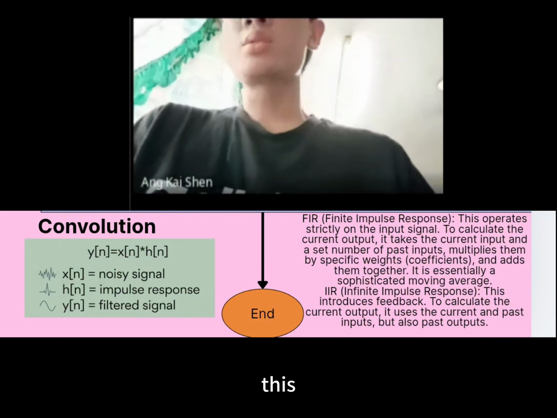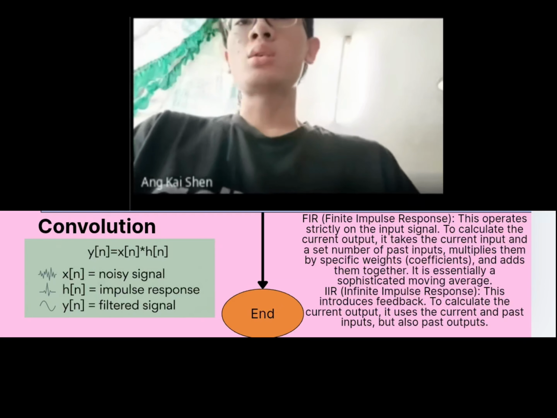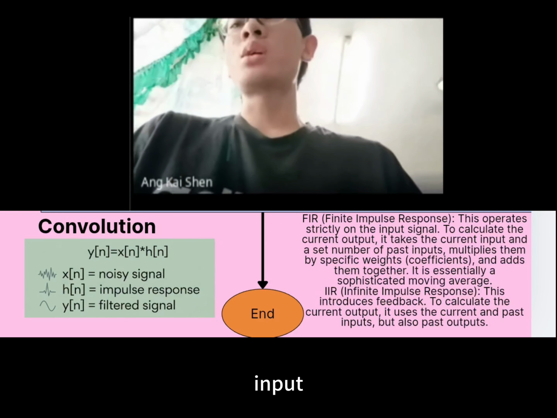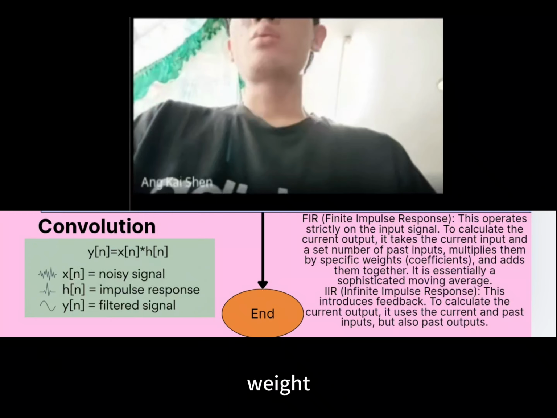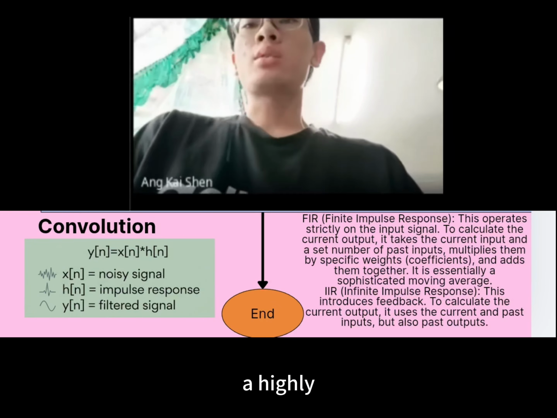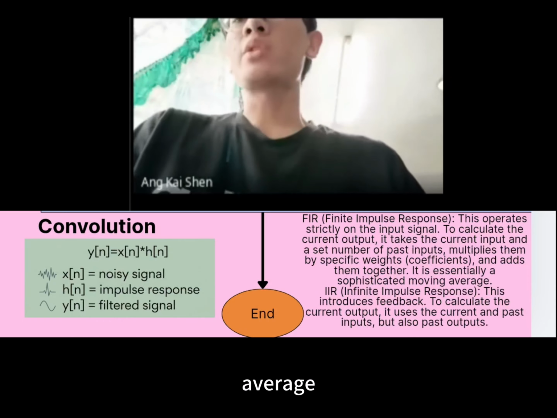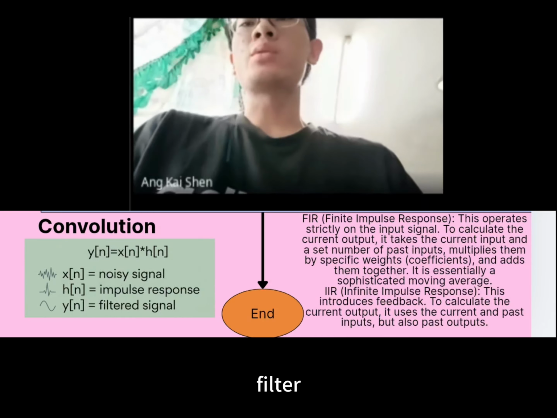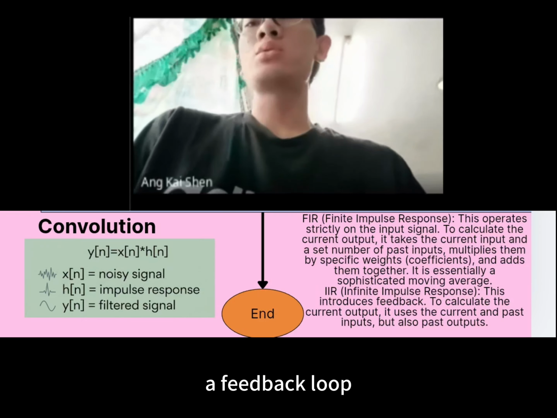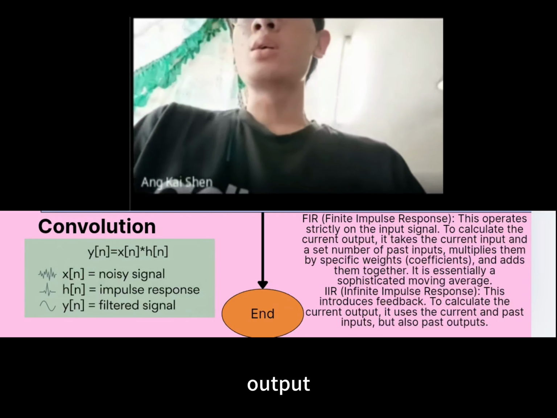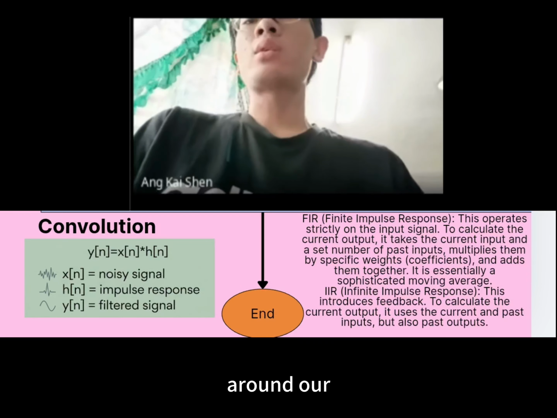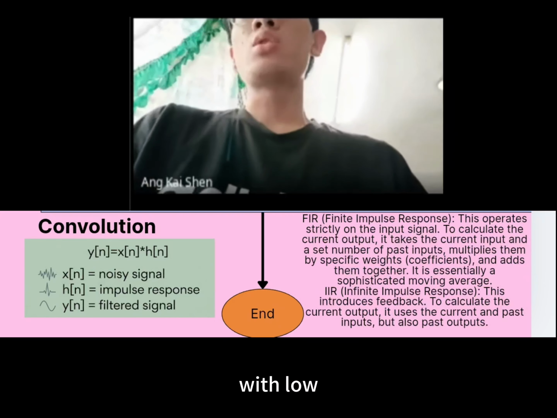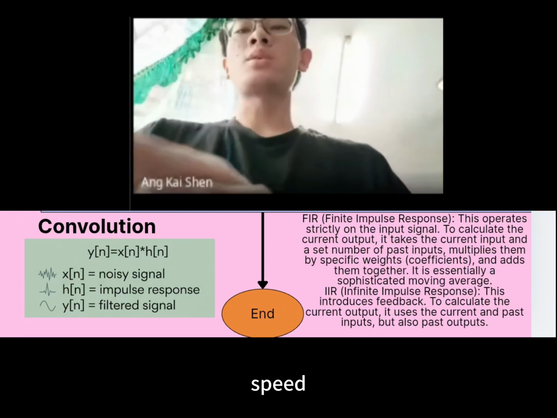Our system implements this operation using 2 distinct architectures. The first is the FIR filter. This operates strictly on current and past inputs, multiplying terms by specific weights, which are the coefficients. It acts like a highly sophisticated smoothing average, offering zero phase distortion. Secondly is the IIR filter. It introduces a feedback loop utilizing past input and past output. These recursive mechanisms allow our low order IIR filter to achieve an incredibly sharp cutoff with low latency and high processing speed.